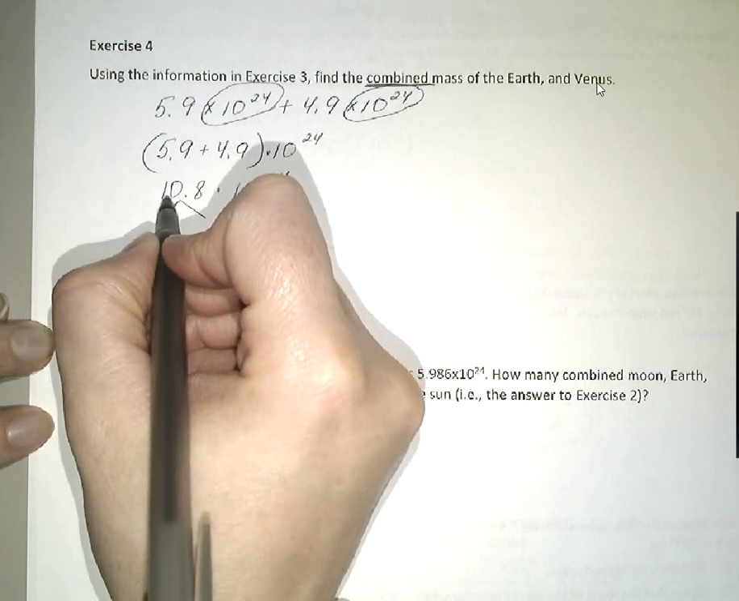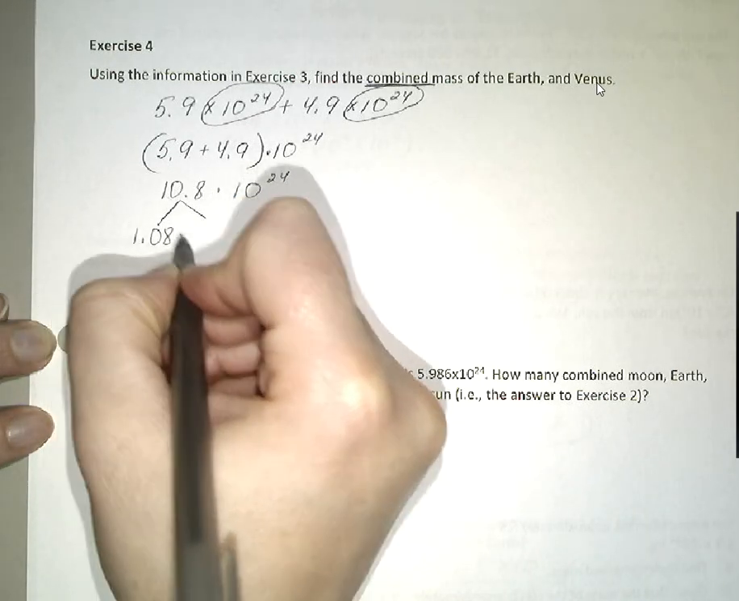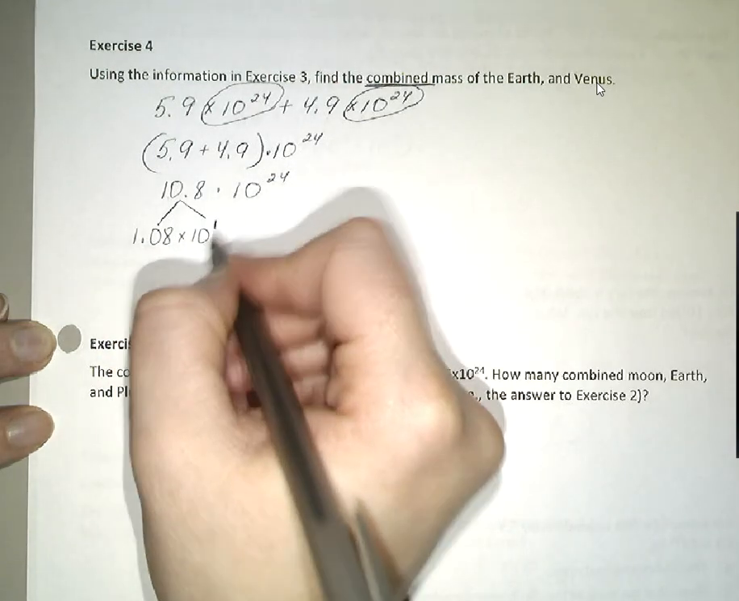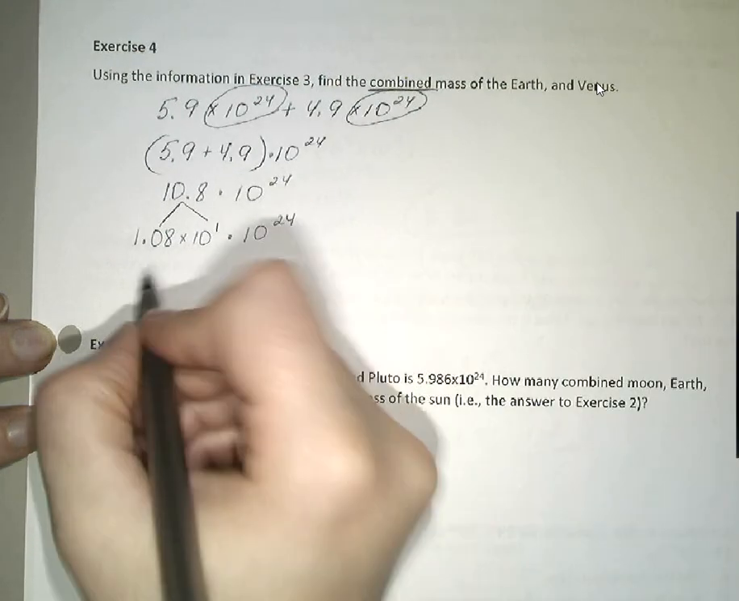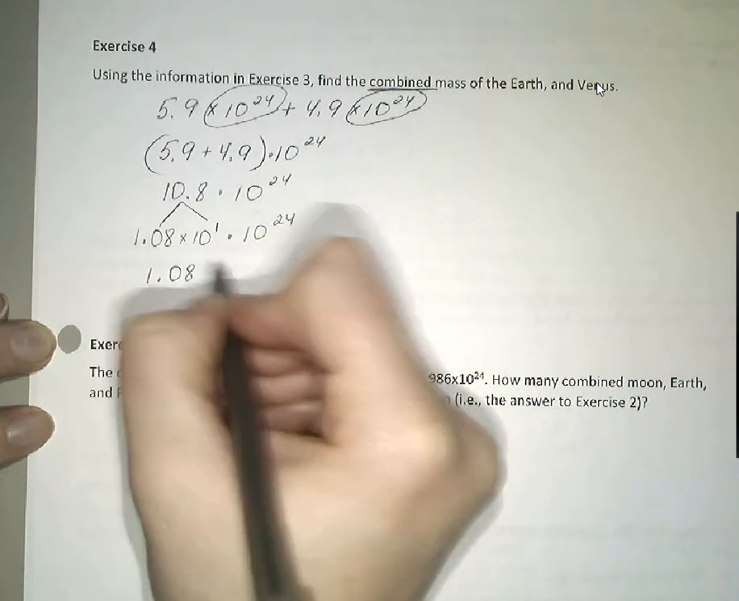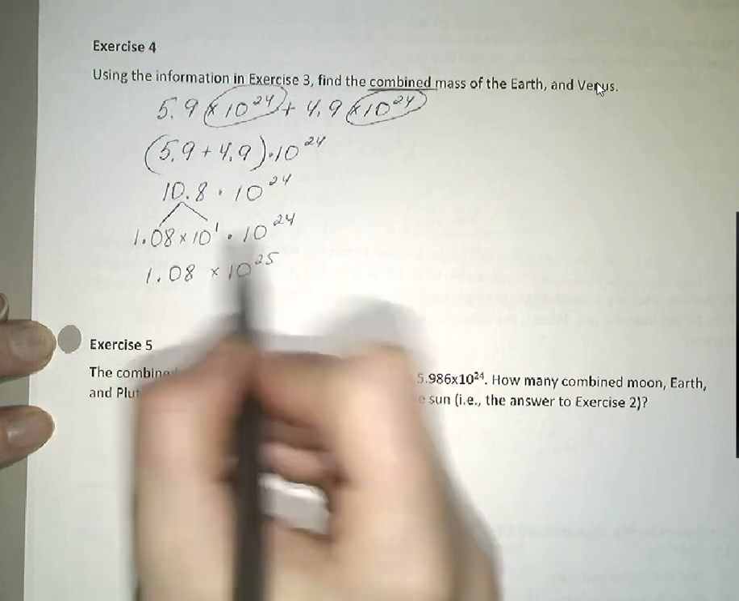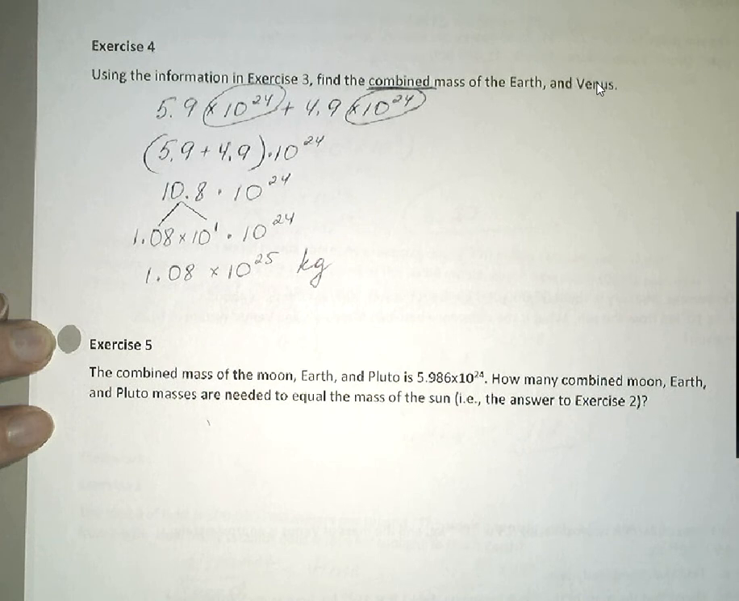So where do I need to put my decimal? In between 1 and 0, right? 1 and 8 hundredths times 10. And to bring it back, I need to move it once to the right. So it's going to be 10 to the first power. And I'm multiplying it by 10 to the 24th. And that's how I get 1 and 8 hundredths times 10 to the 25th power, because I'm multiplying, so I'm combining exponents. Okay, so that'll be kilograms. That's how much both of the planets weigh together.